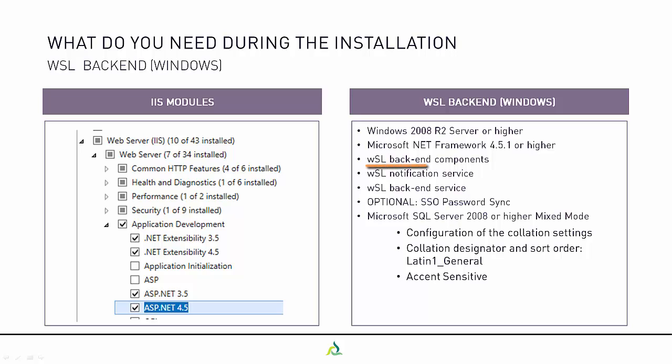The backend components include the notification server, which is optional; if you want to do single sign-on password sync, we will use that. We need to be careful when we deploy the database. What is the database configuration? We'll be using collation designator sort order Latin underscore general. With that being said, we can move to the next slide, which begins the basic installation.